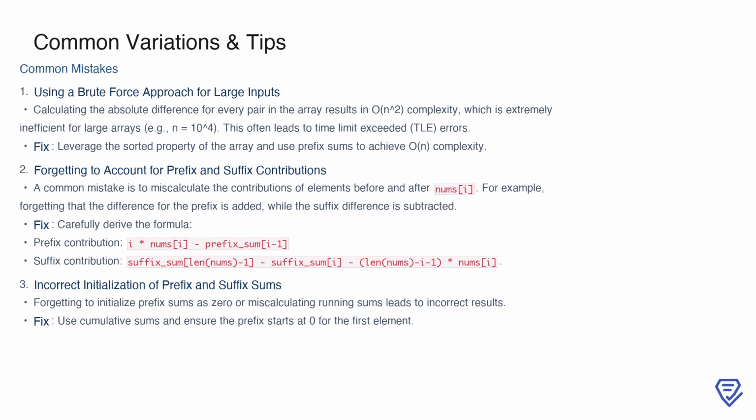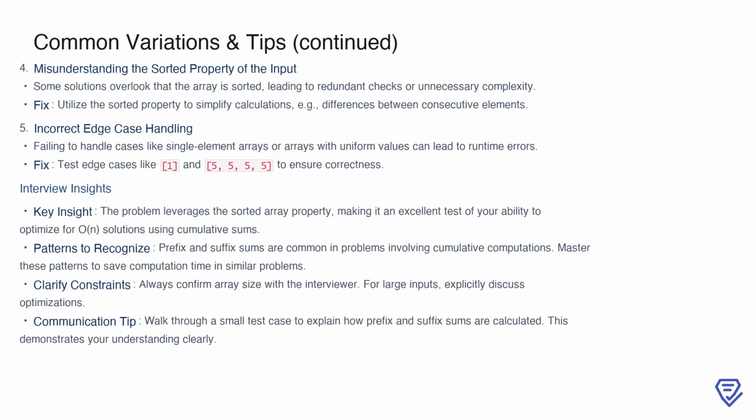Finally, initializing prefix and suffix sums incorrectly can also lead to problems. Always ensure that prefix sums start at 0 for the first element and are updated cumulatively to avoid errors in your calculations. Another pitfall is misunderstanding the significance of the sorted property of the input. If you ignore that the array is already sorted, you might end up performing redundant checks or adding unnecessary complexity to your solution. Instead, leverage this sorted property to streamline calculations, such as focusing on differences between consecutive elements rather than arbitrary pairs.